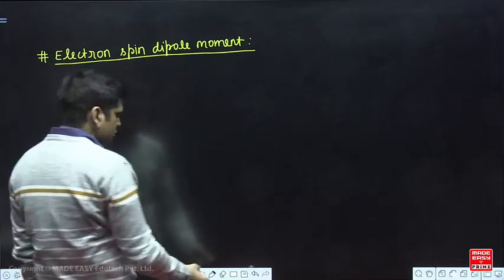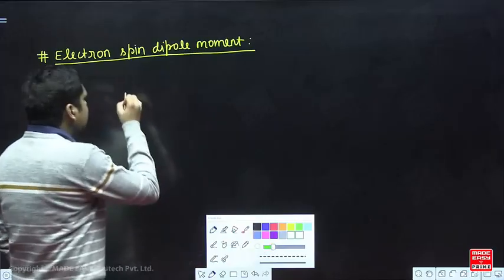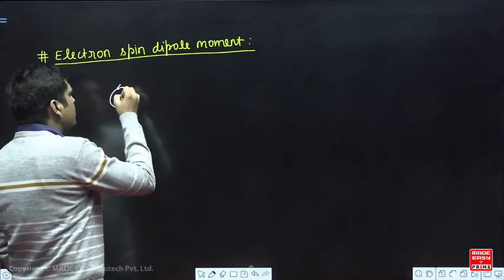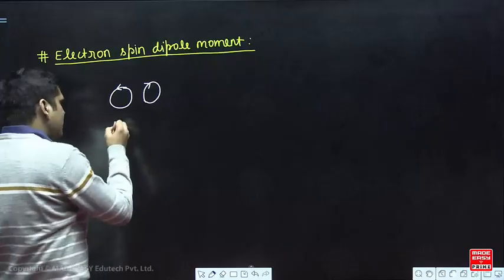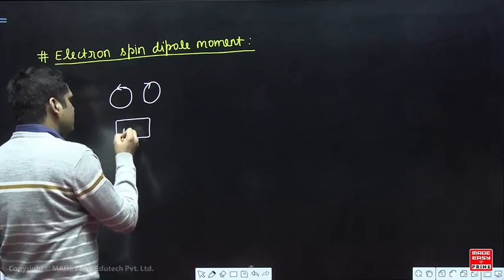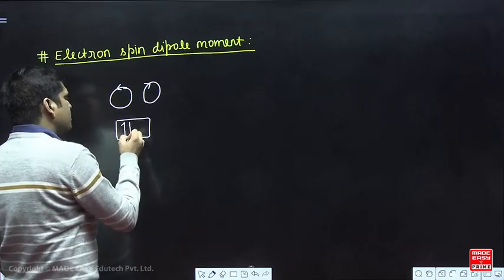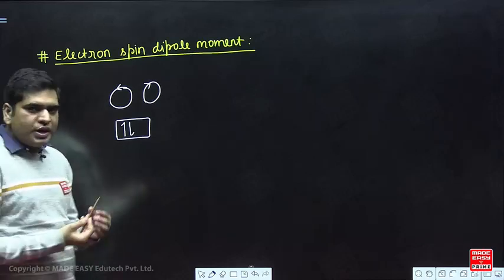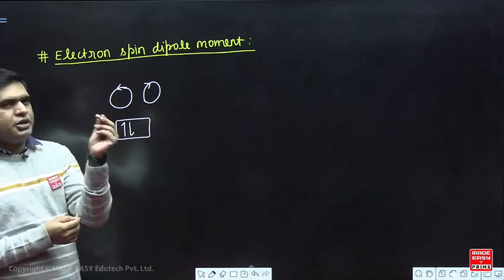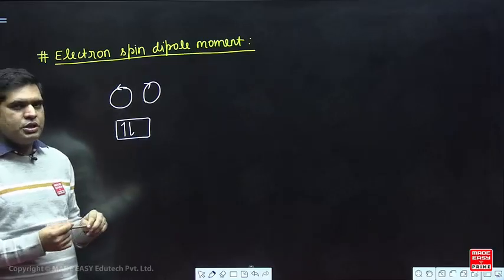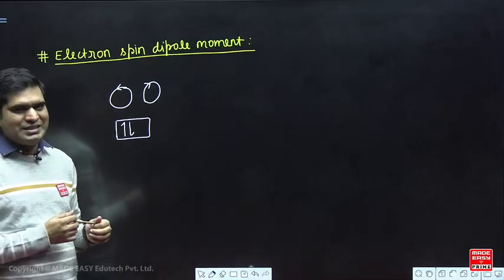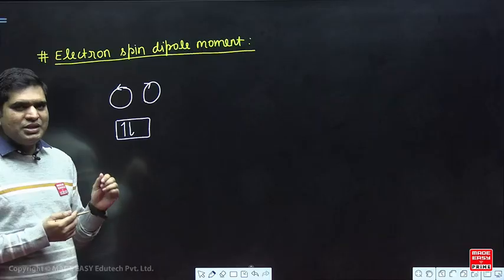Electron spin dipole moment. Electrons can have either anti-clockwise spin or clockwise spin. Suppose a state is fully filled, so you have both anti-clockwise and clockwise electrons. If the dipole moment due to anti-clockwise spin is in this direction, then because of clockwise spin it is opposite. So both of them will cancel each other.